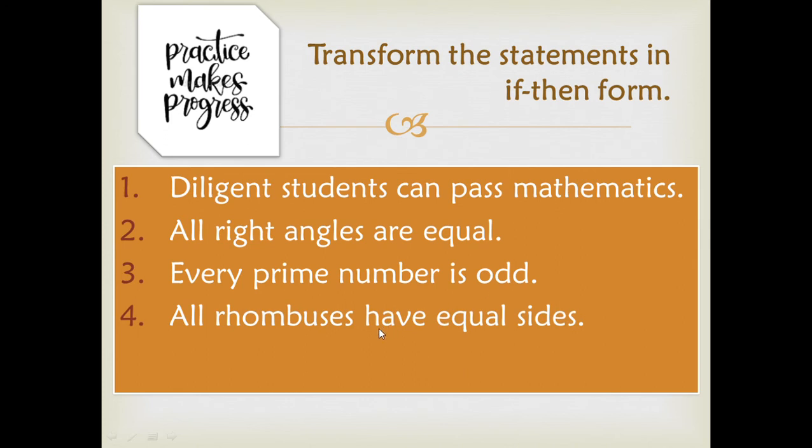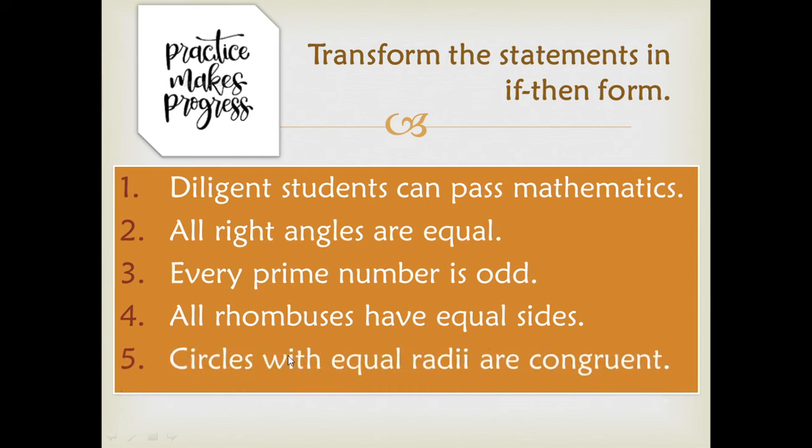Number 4, we have our verb. So, let's make a statement. Since a rhombus is a quadrilateral, we can say that, if all quadrilaterals are rhombuses, then they have equal sides.